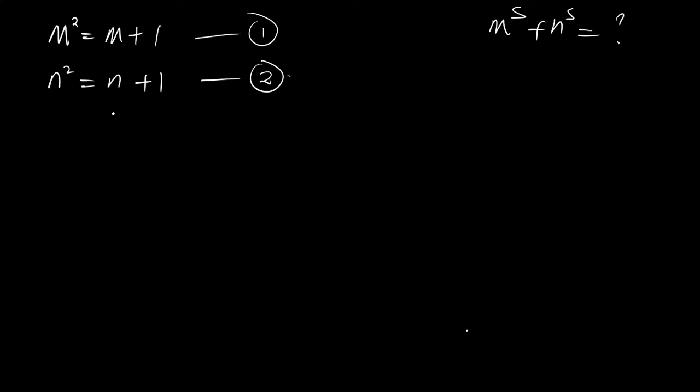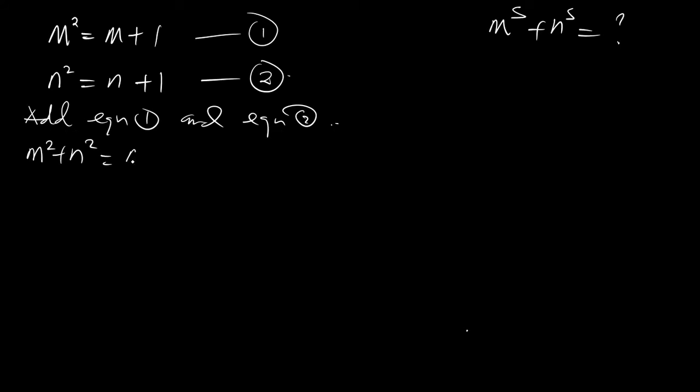Now, for us to do that, let's add equation 1 and equation 2. You add them, you have m squared plus n squared is equal to m plus n plus 2. This becomes equation 3.